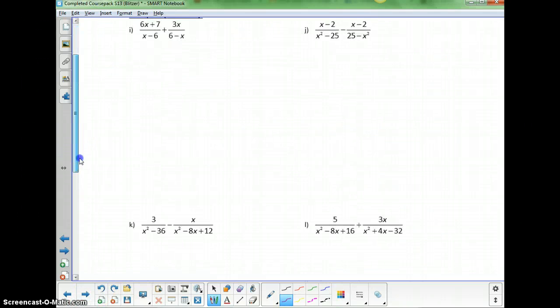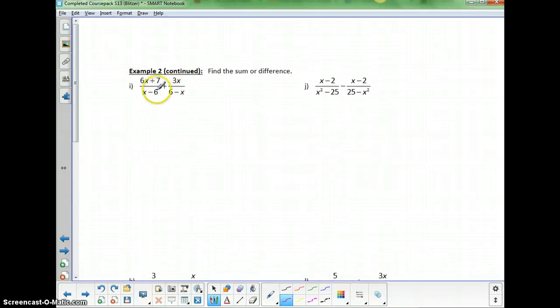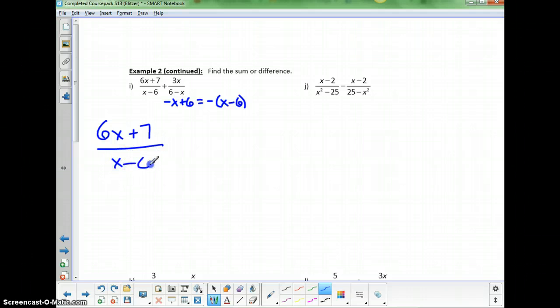Okay, got a couple more problems, 4 more problems to end this section. So let's look at the denominators here. They're not the same, but I notice that this one right here is written in the wrong order. So let's go ahead and write that as negative x plus 6, then take the negative out to write that as negative times x minus 6. So my common denominator can actually be written as x minus 6. Let me write this down real quick. So this is 6x plus 7 over x minus 6 plus 3x over negative x minus 6.